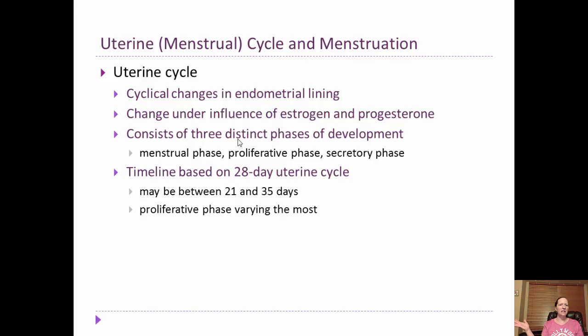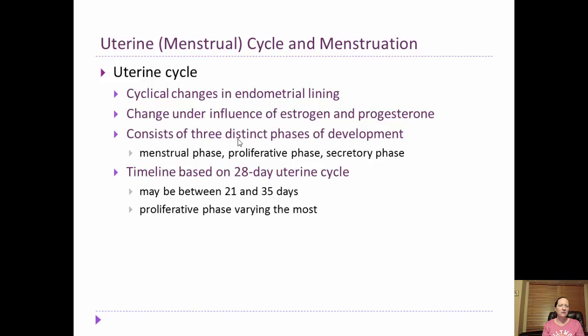So now finally, we talk about the uterine cycle. After all is said and done, it took us forever to get here. So the uterine cycle, it's also called the menstrual cycle. The uterine cycle is going to be the cyclic changes that happen to that endometrial lining. This is going to be mainly because of estrogen and progesterone levels.